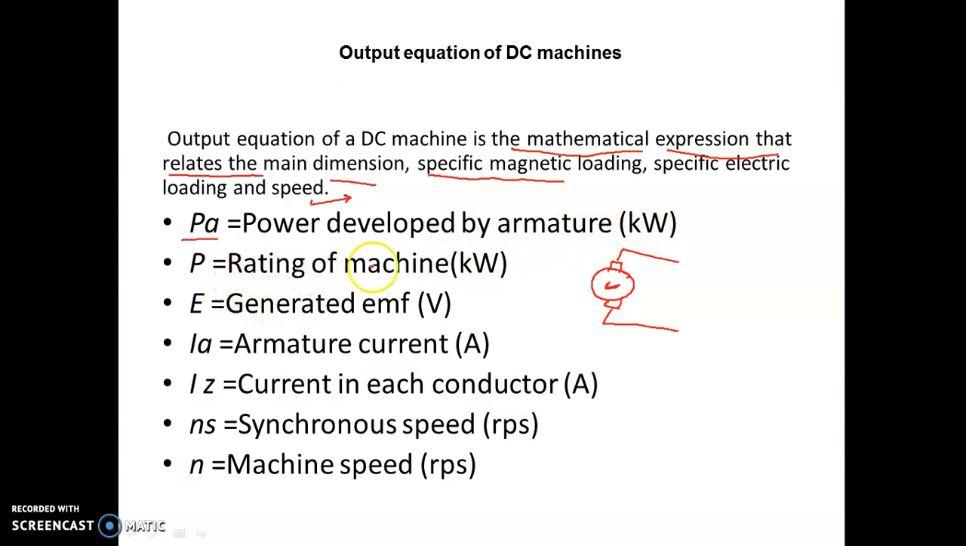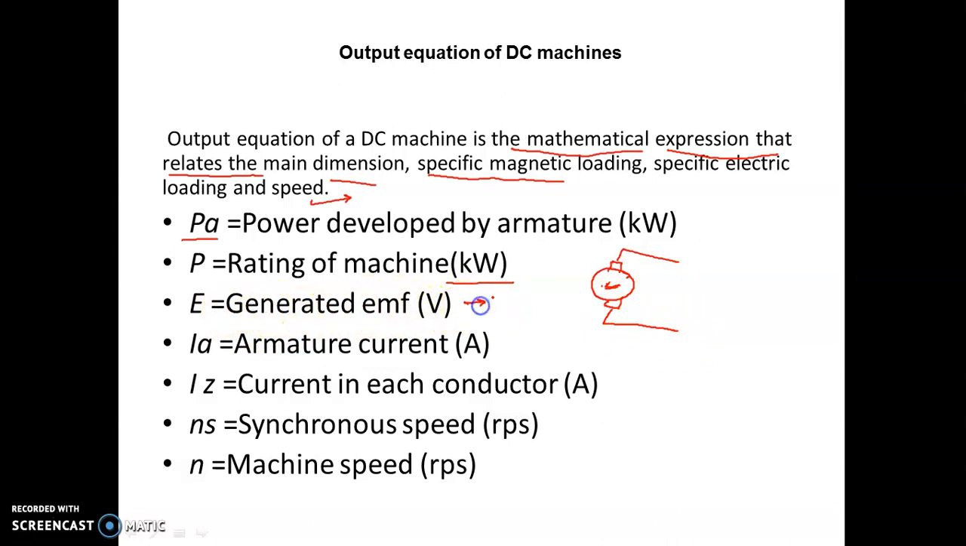Then P equals the rating of the machine. What is the rating of the machine? Power developed and the rating of the machine are not the same, they are different things, in the sense that there will be some losses. So armature power is developed here, and after some losses we get the output of the machine. EA is the armature generated EMF.